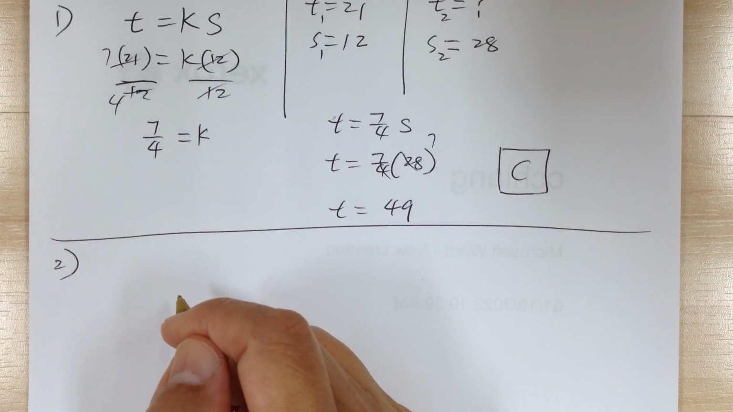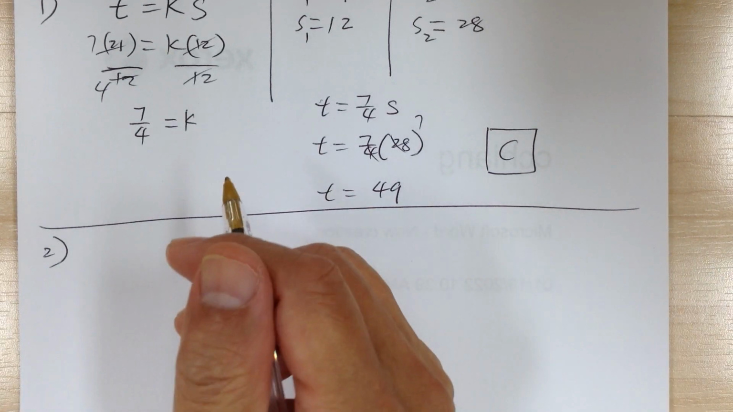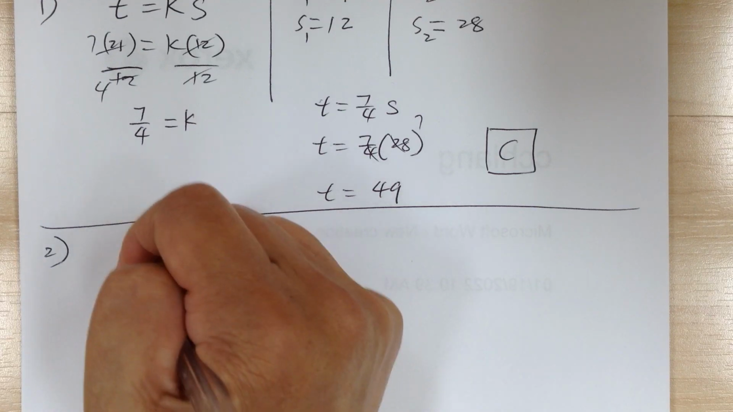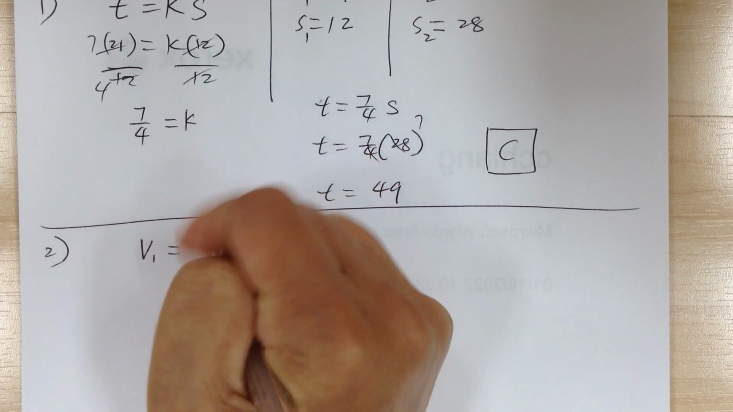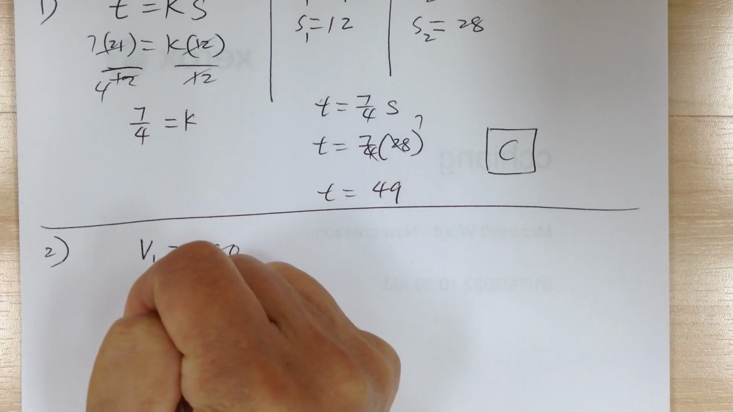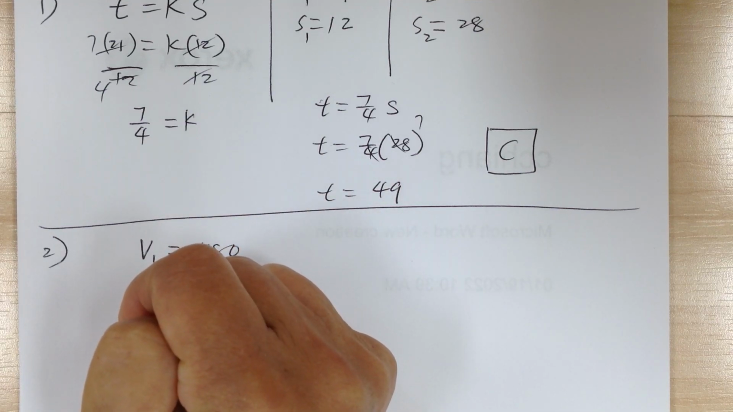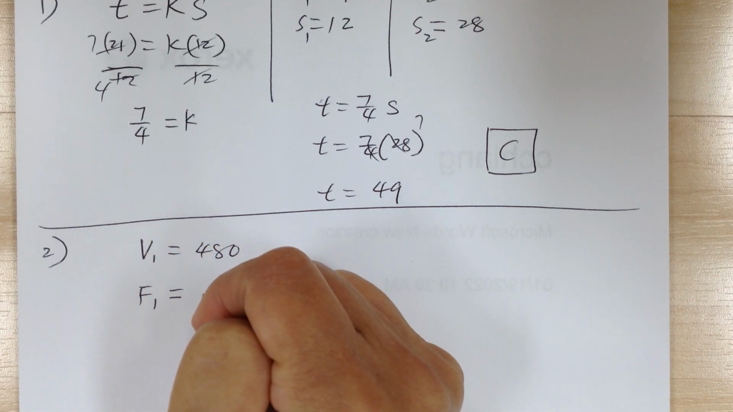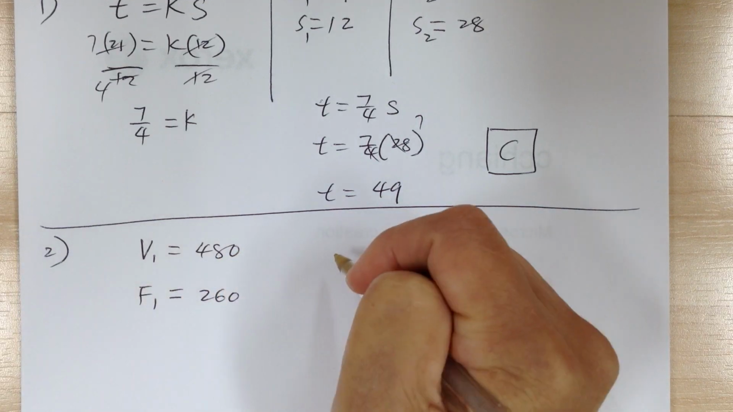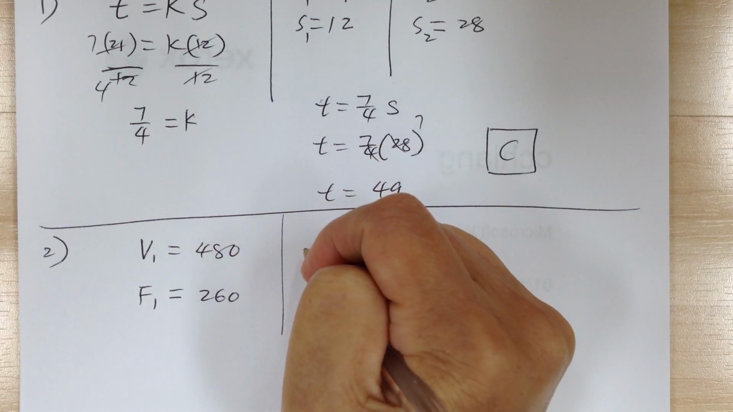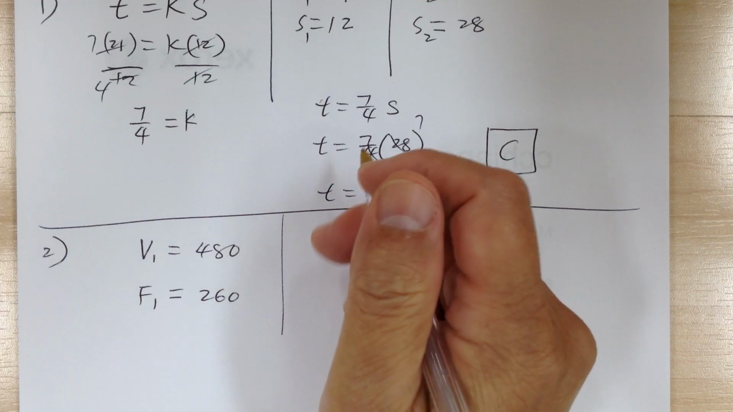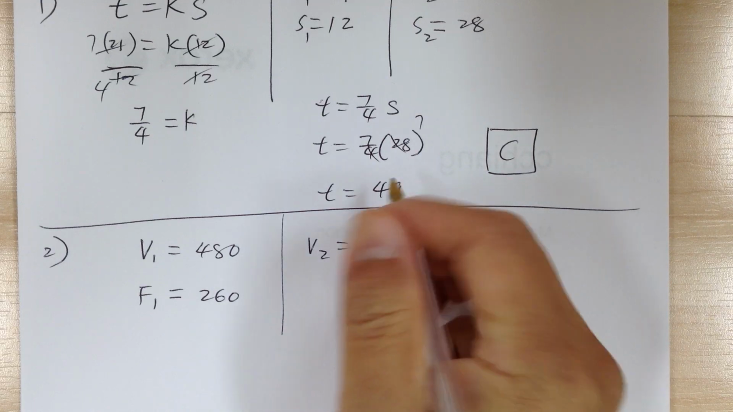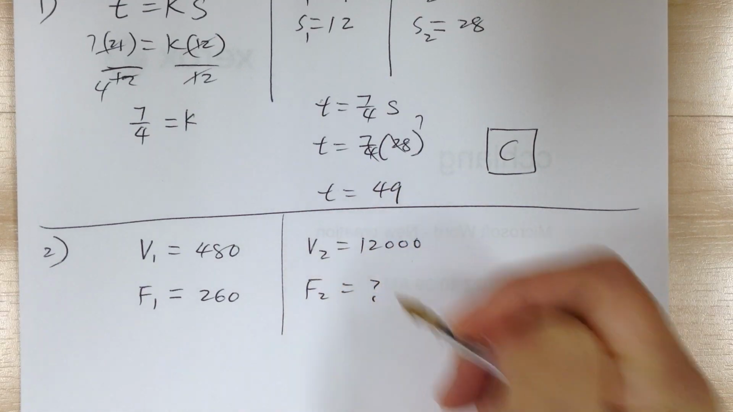Okay, number 2. Again, let's go and translate. So it says in the pre-election poll of 480 voters. So first case, the voter equal to 480, and the favored candidate would be 260. Okay, so that's your case 1. And it asks you if there are 12,000 votes. So second case, if there are 12,000 votes, how many were favored? So F2 equal to that.